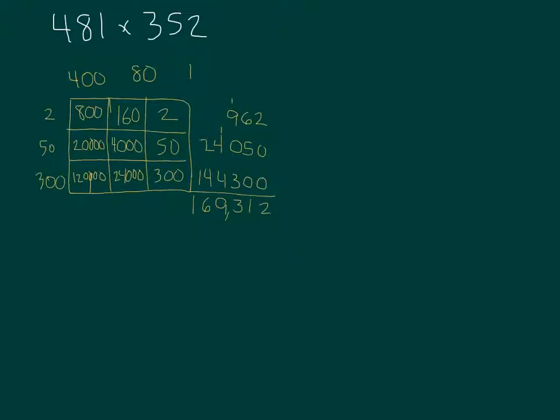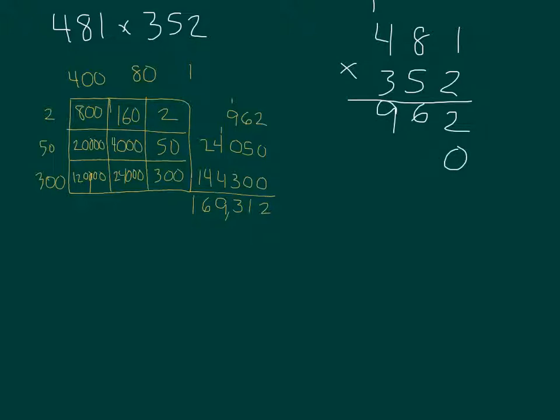And now I'm going to use the standard algorithm, and I'm going to do 481 times 352, starting with my ones place. 2 times 1 is 2, 2 times 8 is 16, 2 times 4 is 8, plus 1 is 9. Next I'm going to go to the tens place, and since I'm going to just multiply by 5 to make it 50, I add that 0 in there. 5 times 1 is 5, 5 times 8 is 40, 5 times 4 is 20, plus 4 is 24.